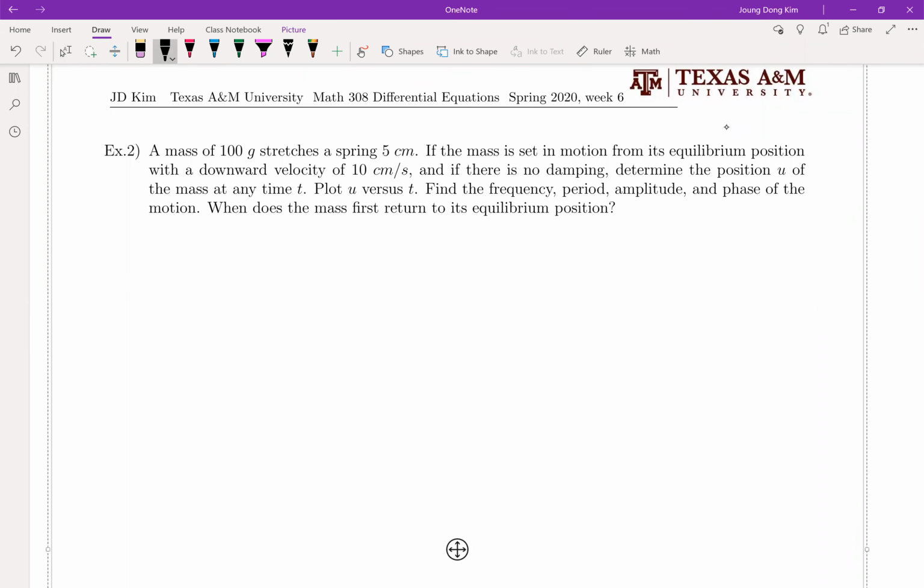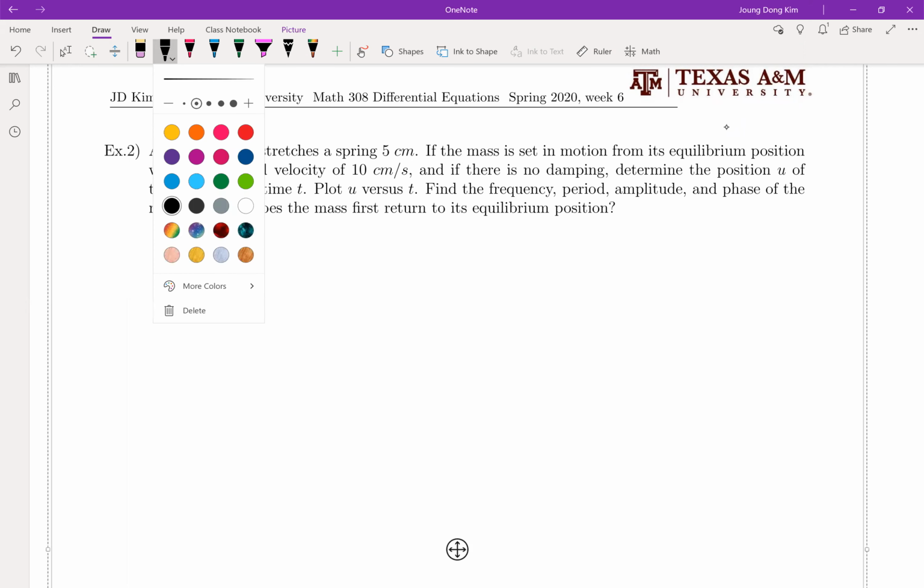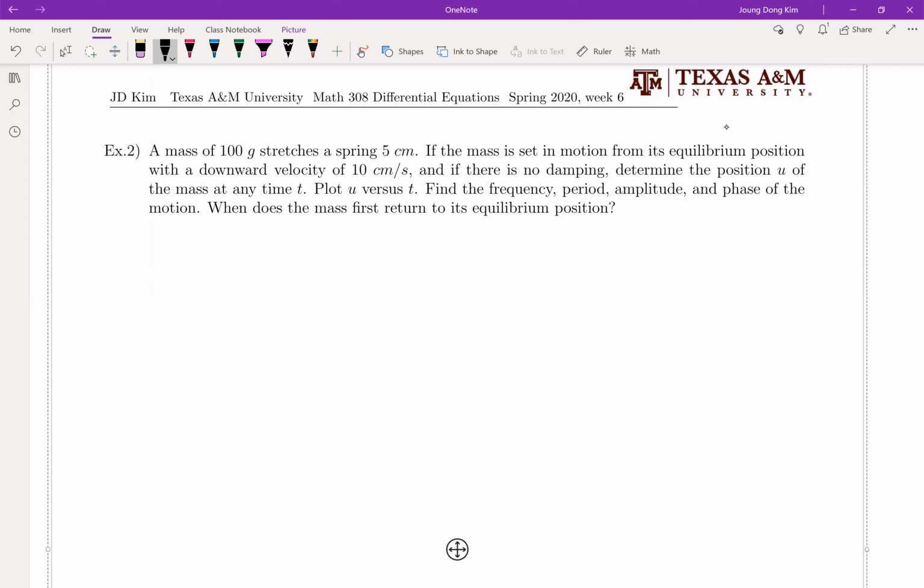Okay, let me give you one example which is concerned with undamped free vibration. Since it's undamped free vibration, we're going to use this differential equation: m u double prime plus k u equals 0. First of all, in the problem they said the mass is 100 gram, which is given, so that is m.